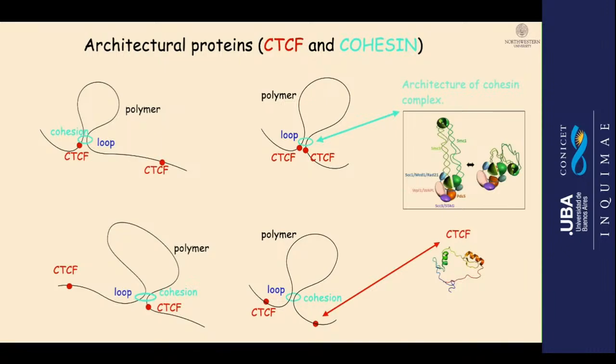Here we show a schematic representation of a polymer with architectural proteins cohesin and CTCF. This is not equal to this. This is not this and this.